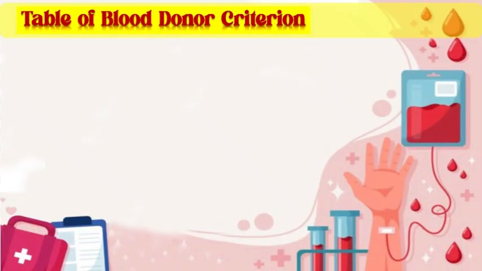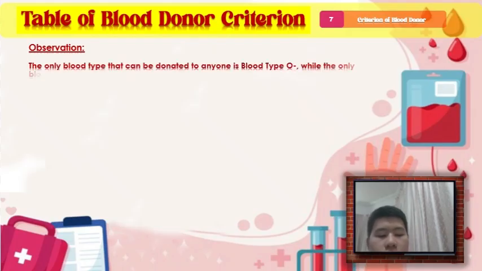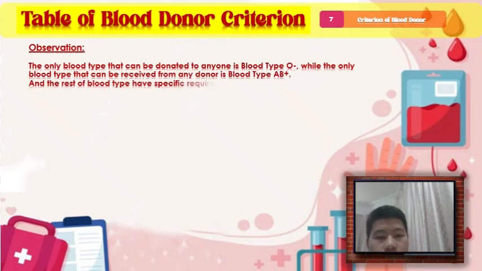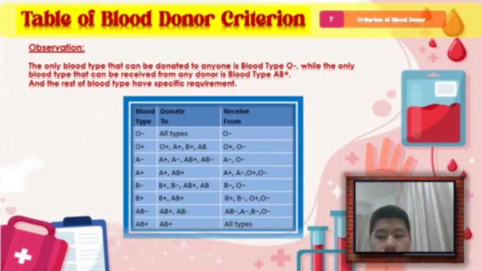Table of blood donor criterion. The only blood type that can be donated to anyone is blood type O negative, while the only blood type that can be received from any donor is blood type AB positive, and the rest of the blood types have specific blood types to match.